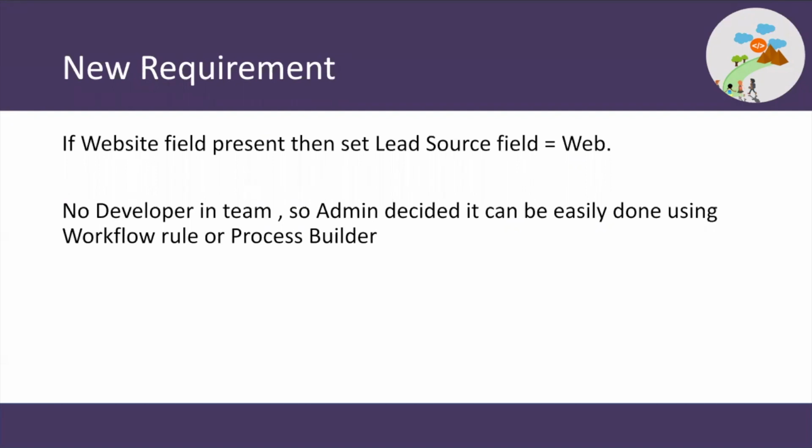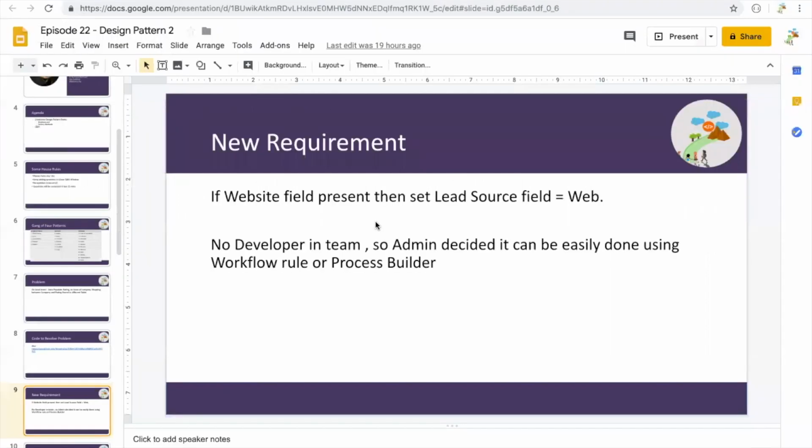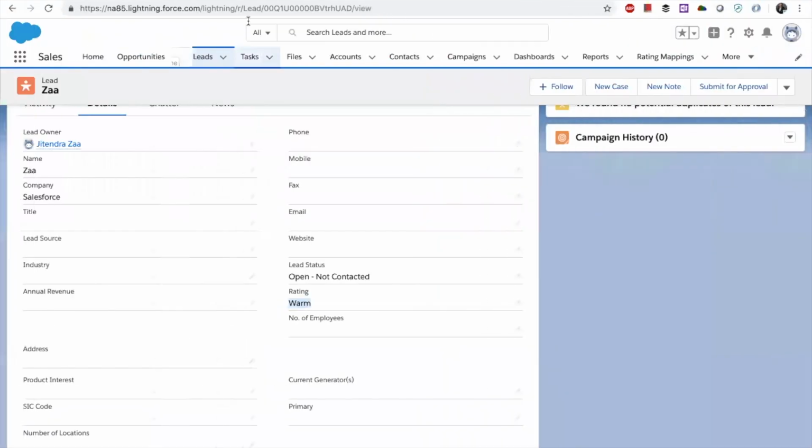So the new requirement is, if the website field is present, then set the lead source field equal to web. Now the problem is there is no developer in the team, let's assume, and there is only an admin. Admins, let's assume, don't know how to write an efficient trigger in Apex. They decided, okay, why not use a process builder or workflow rule? But before I do that, let me show you something.